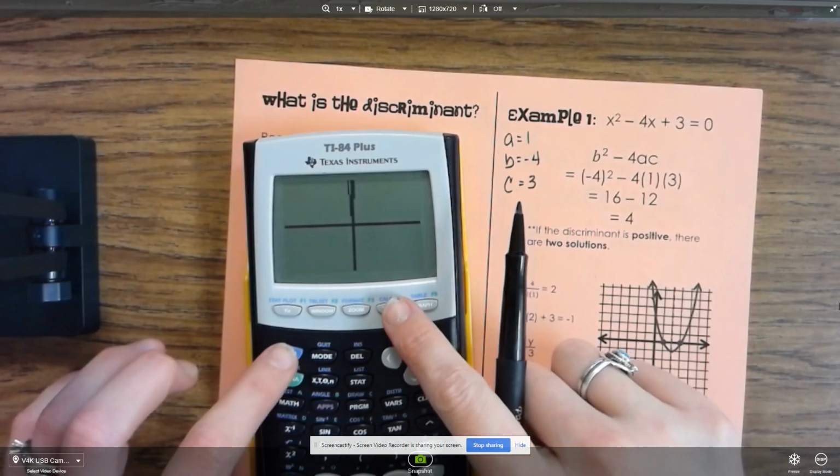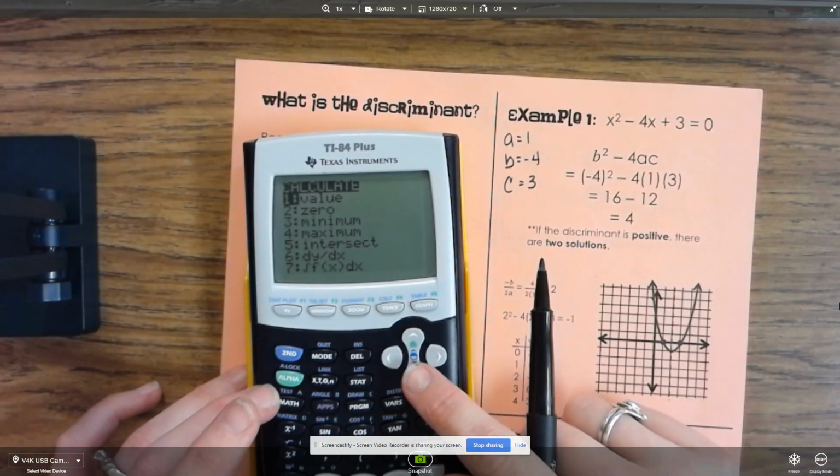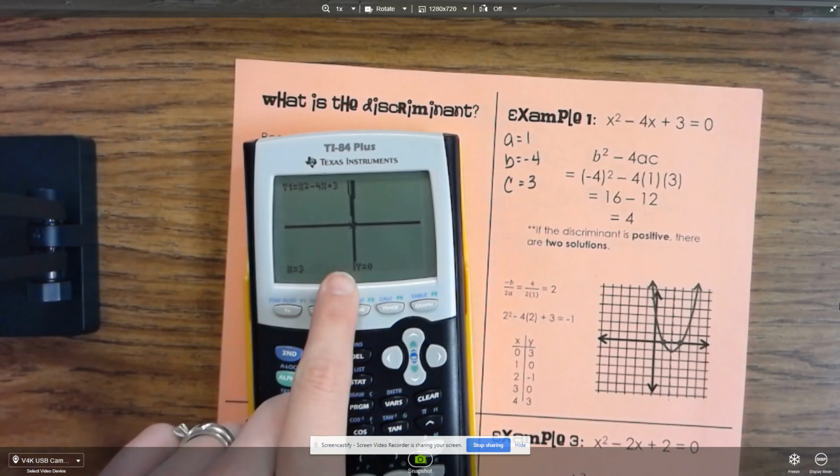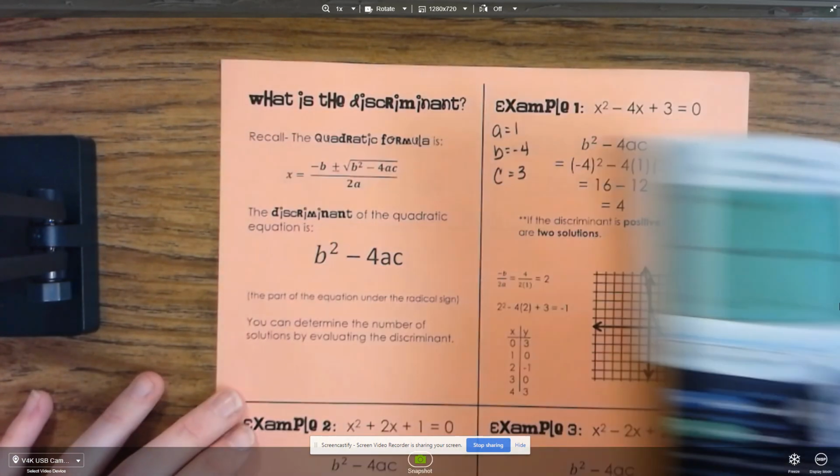And then on the graph, you can do second trace. I'm trying to think now. I think it's 1. And you can find them that way as well.